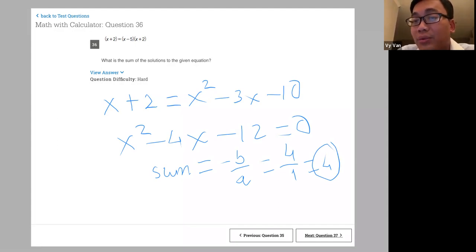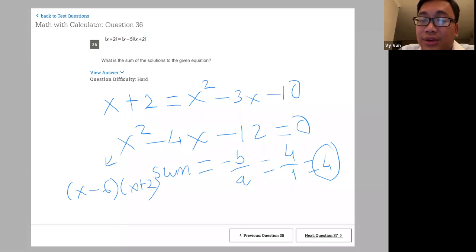Or some of you might want to get fancy and solve this. This one you can just factor out. So x minus 6, x plus 2. So the answer is x equals 6 and x equals negative 2. The sum is still 4. Okay, so the answer is still 4. Same thing.